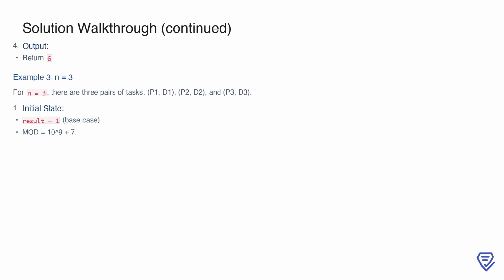From the previous calculation, we know that the result for n equals 2 is 6. Moving on to n equals 3, we now have 3 pairs of tasks, P1 and D1, P2 and D2, and P3 and D3. As always, we start by initializing the result to 1 and setting mod to 10 to the power of 9 plus 7. With this setup, we are ready to calculate the total number of valid sequences step by step.